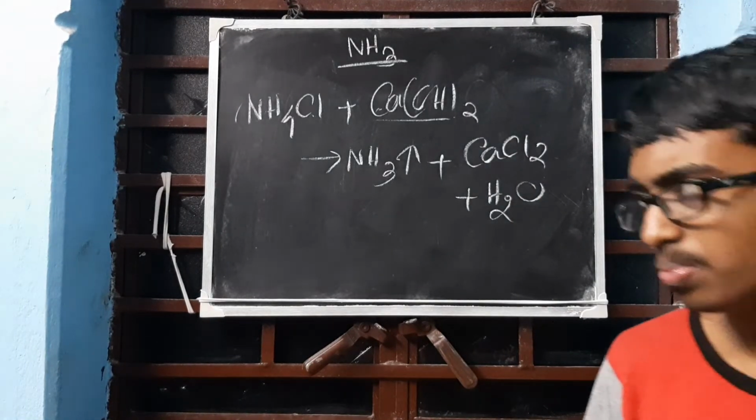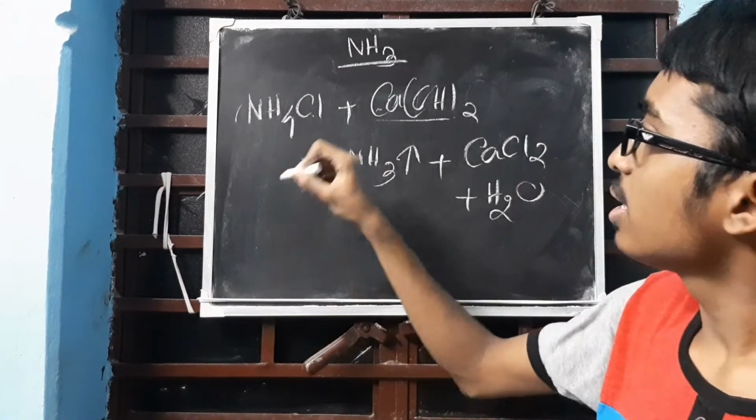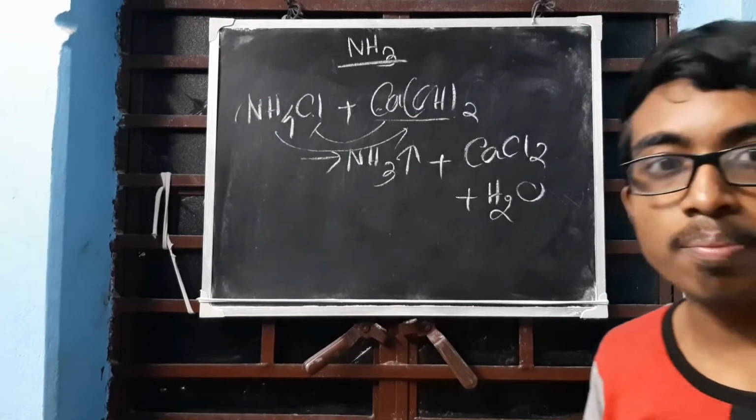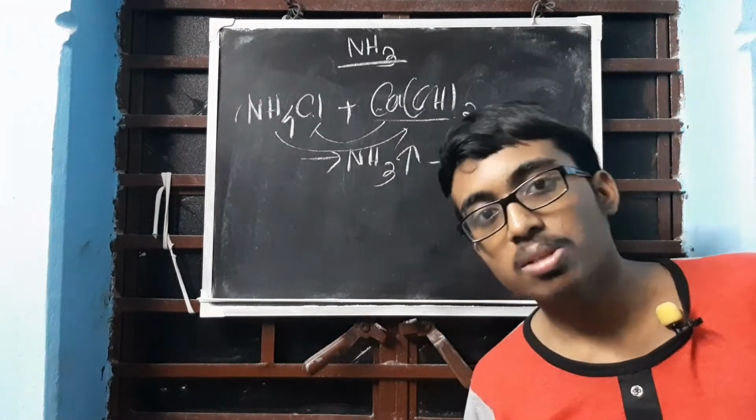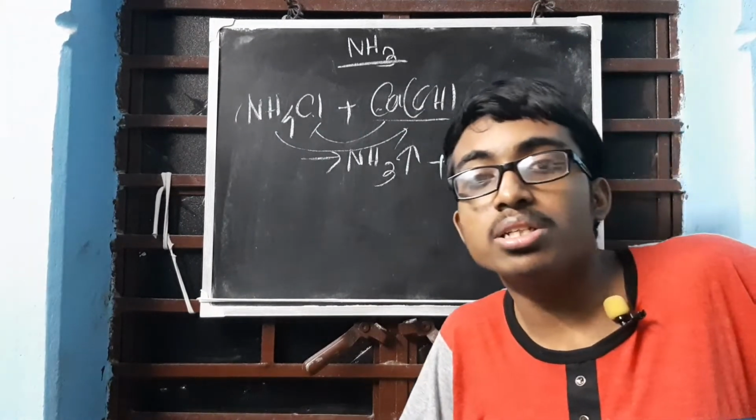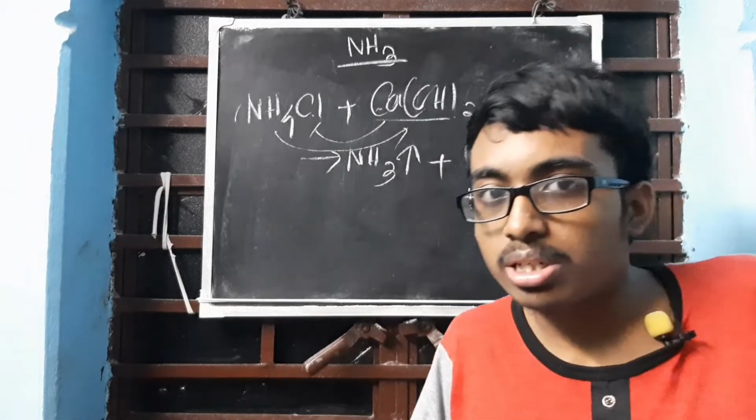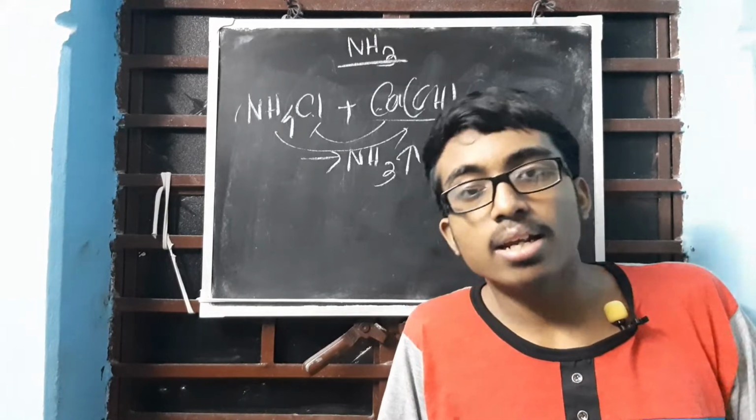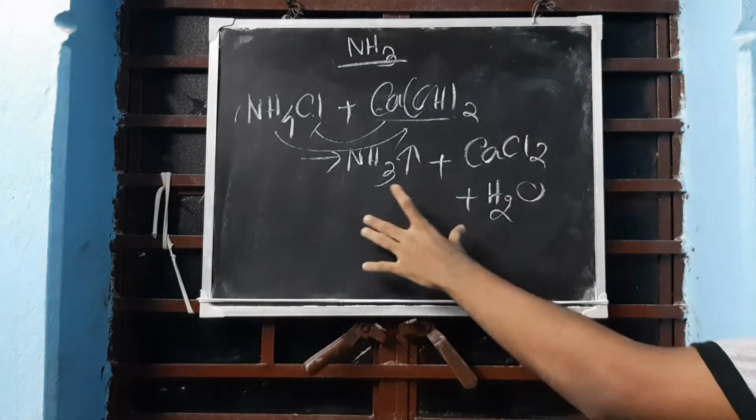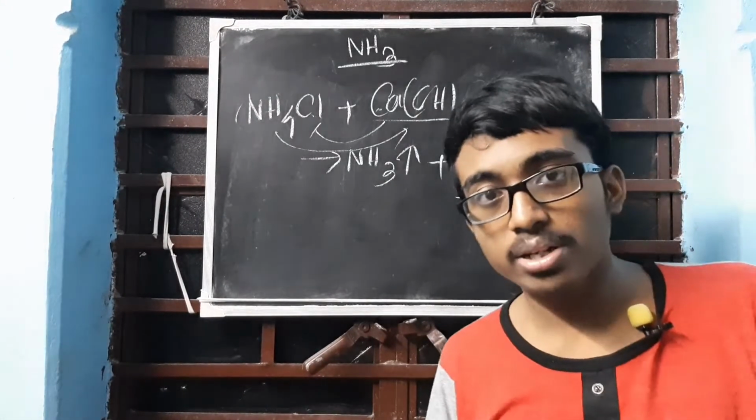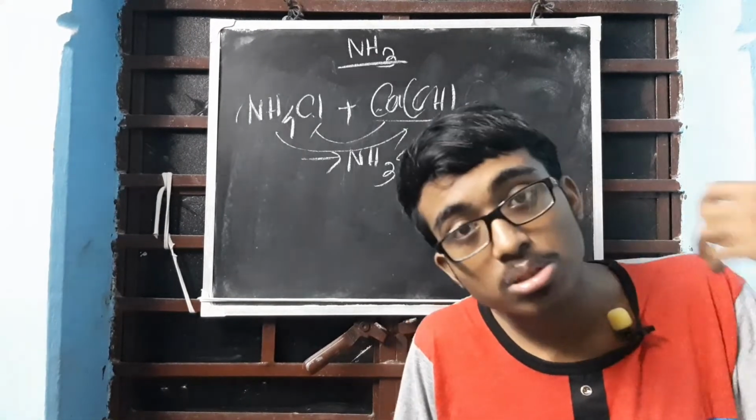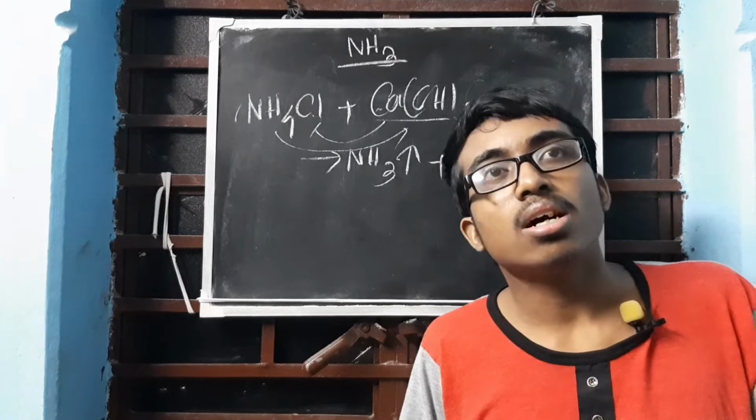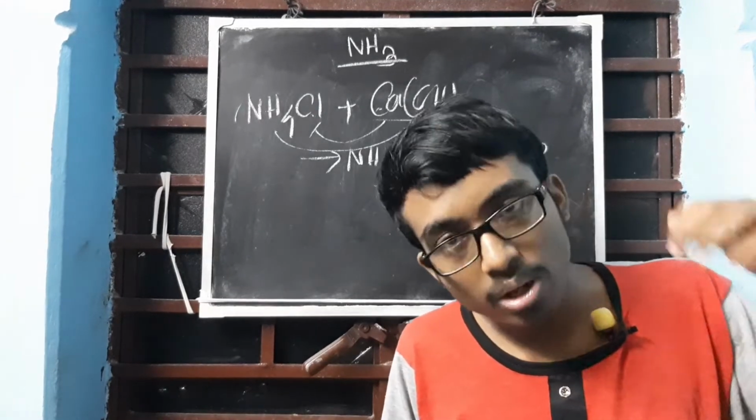Now I had told you, remember, that Ca will go with Cl, NH4 will go with OH. So NH4OH could have been written. Why did we not write NH4OH? Because NH4OH cannot stay as NH4OH. It will dissociate into NH3 and H2O. That is why we have written it like this. We could have written NH4OH, but that is not correct. That is wrong, you cannot write it, because it is very unstable. It will decompose.